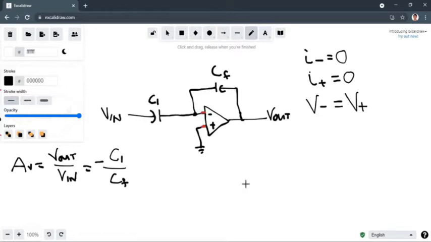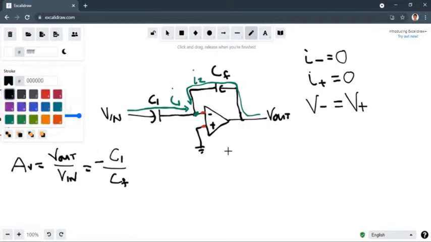Okay, so since this side has no current, we can assume that the current will pass through this one, going to the output. So we will use, in this case, a little bit of nodal analysis to look at the behavior of the currents.